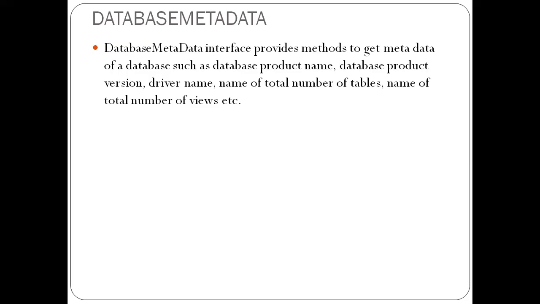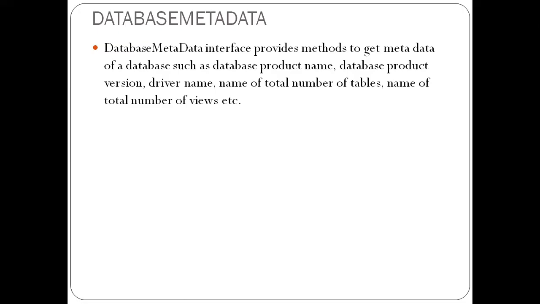Then what is the next one? Parameter metadata. The third one is the parameter metadata. This interface is newly given in the java.sql package in JDBC 3.0. It is used to find the types and properties of parameters used in the prepared statement or callable statement.